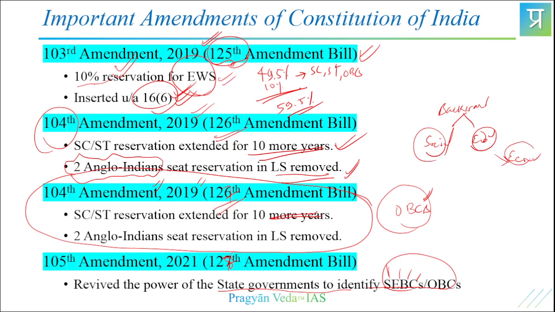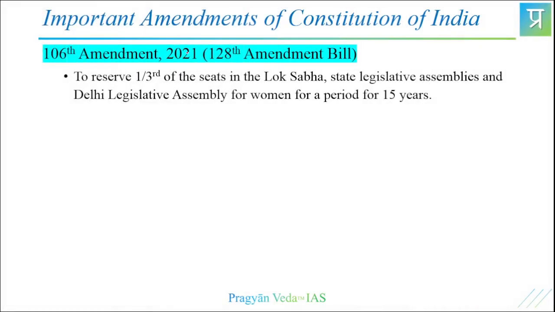But with respect to social and educational backwardness, when it came to OBCs, earlier the listing, the entries, all this power and authority was under the union government. Now the power was transferred to the states and the union territories. So this happened under the 105th amendment, also called the 127th Amendment Bill, right?